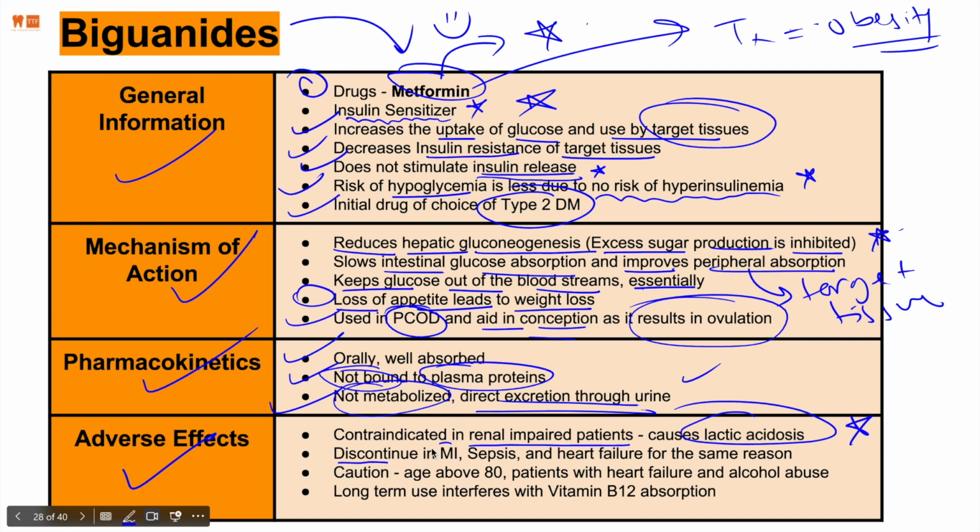It must be discontinued in MI patients, which is myocardial infarction, sepsis patients, and heart failure patients for the same reason, because lactic acidosis can lead to further deterioration of the cardiovascular system. Caution: age above 80, patients with heart failure, and alcohol abuse; we need to be careful. Long-term use interferes with vitamin B12 absorption. Now, these are major side effects. But again, remember the risk-benefit ratio. We need to think about that as well.